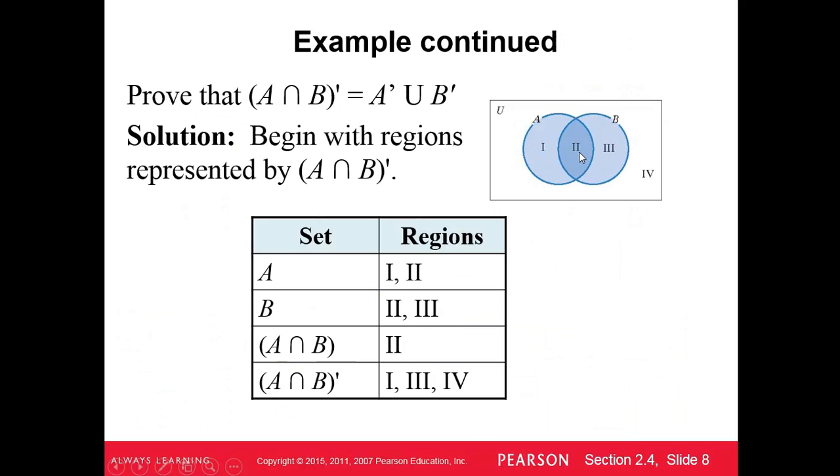Set A is regions 1 and 2. Set B is regions 2 and 3. A intersect B is region 2. The complement of that would be 1, 3, and 4.